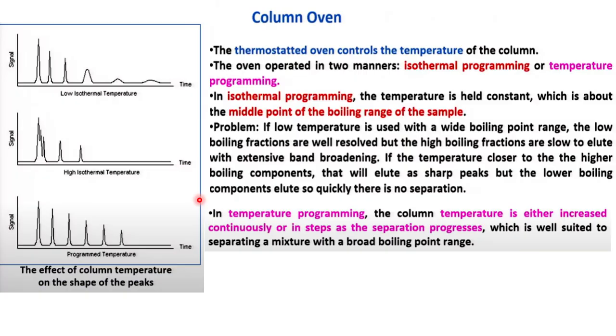Column oven: the thermostated oven controls the temperature of the column. The oven operates in two manners, either isothermal or programming. In isothermal, throughout the length of the column the temperature remains the same. Otherwise, sometimes there is a temperature gradient or temperature programming, so it is heated continuously starting from the sample injection point to the sample elution point, or vice versa. That is suitable based on what kind of separation it is, and the boiling point range of the mixture of sample.